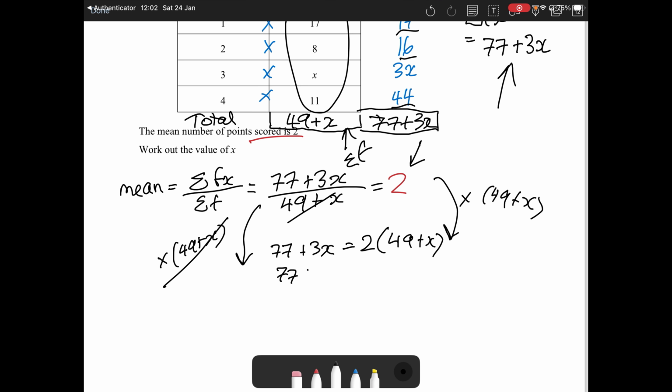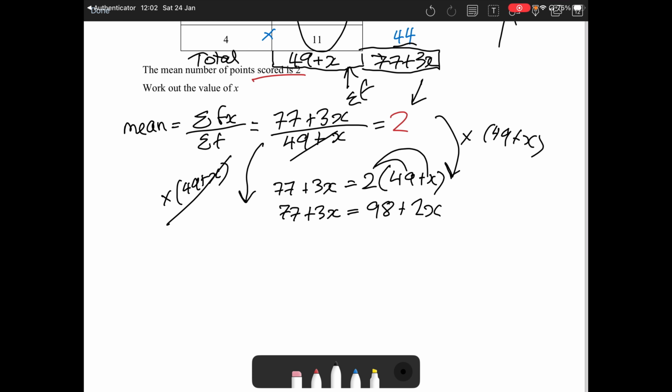Cool. Now, we're going to expand the bracket on the right. So let me rewrite 77 plus 3x. And I'm just multiplying out the bracket. So 2 lots of 49, 98. And 2 lots of x, 2x. Oh, I wrote 1x. That would be a mistake. 2x.